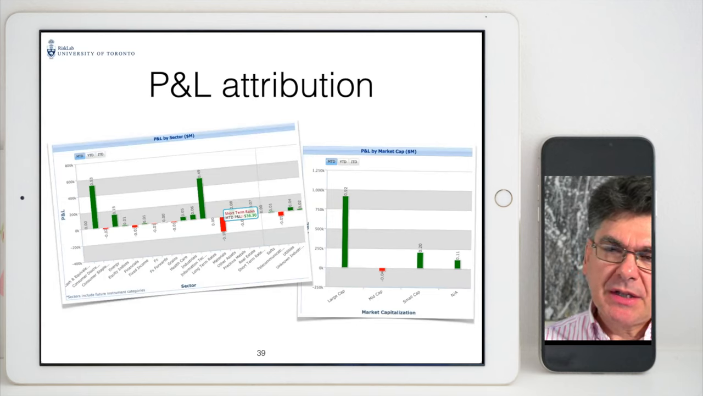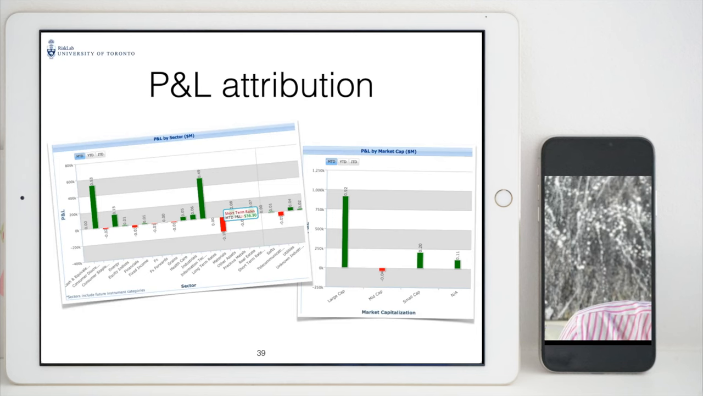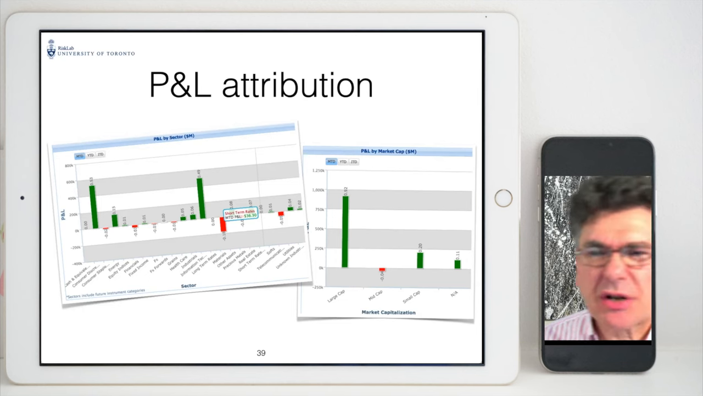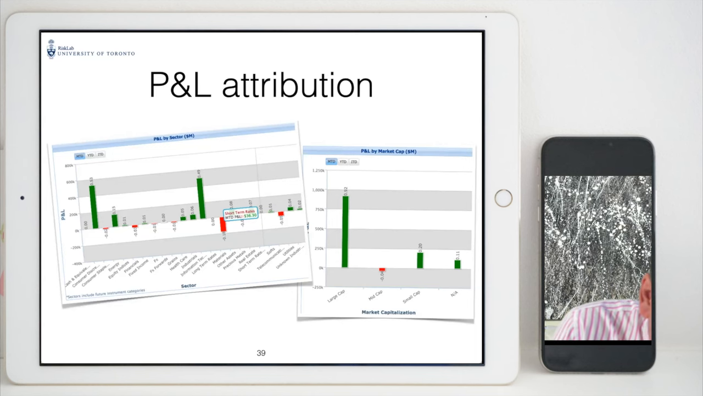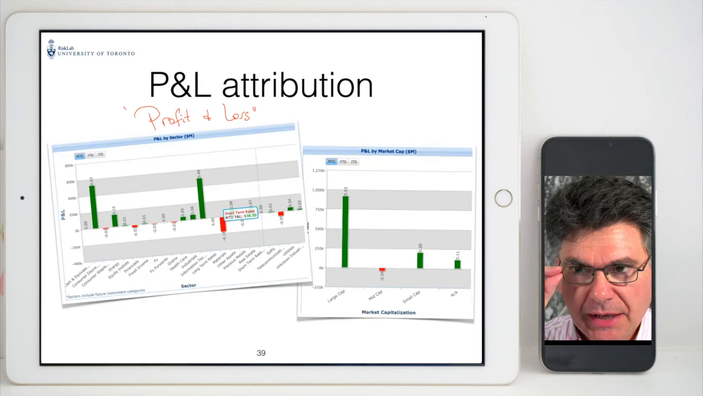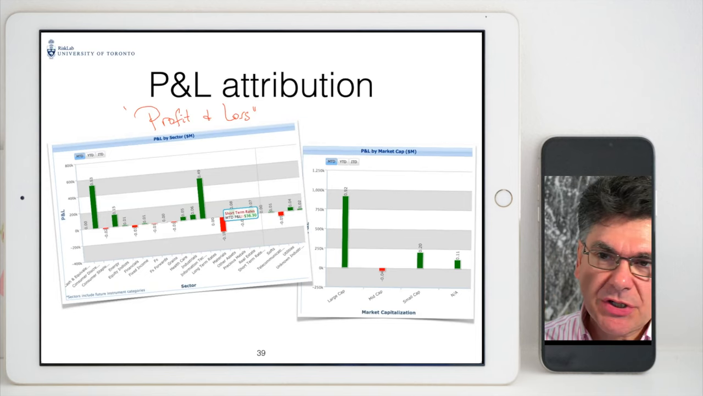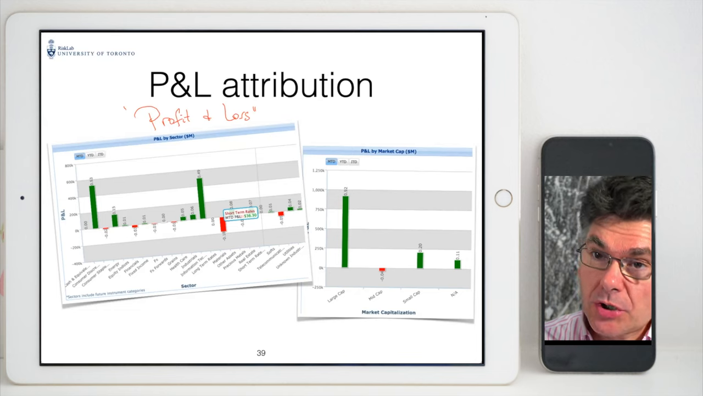Okay. Next, related to exposures, this is not exactly risk management, but it's a good practice. It's what's called P&L attribution. These terms are new. I don't know if you know them. P&L is a term which stands for profit and loss. This is the function that tracks how much money you make or you lose. It's called P&L. And it measures just as well the gains and the losses.